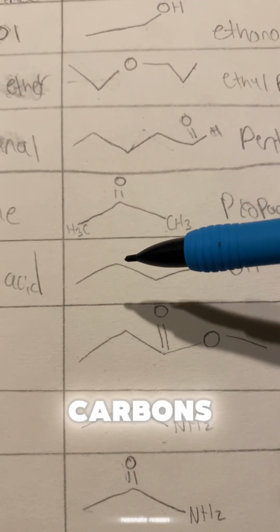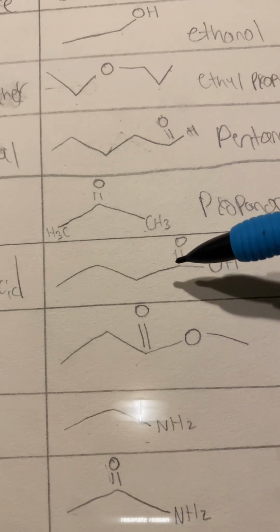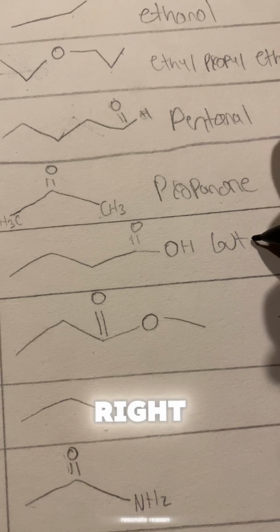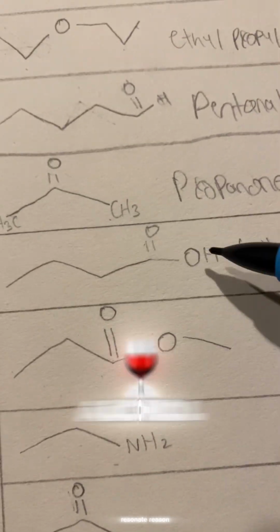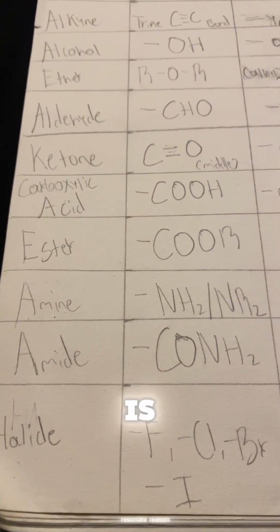So first, let's count the carbons. 1, 2, 3, 4. So we know our prefix is going to be butyl or butane. So let's write butane. And let's add our suffix because we have the double bond of oxygen and the alcohol. Butanoic acid. And that's our answer. Our next functional group is going to be called an ester.